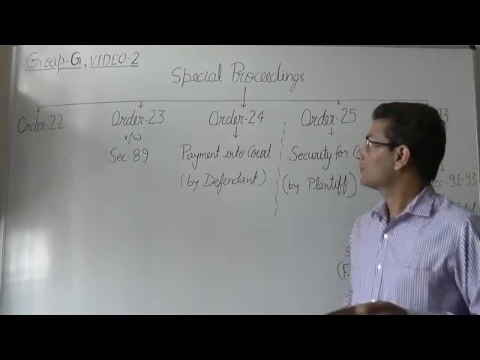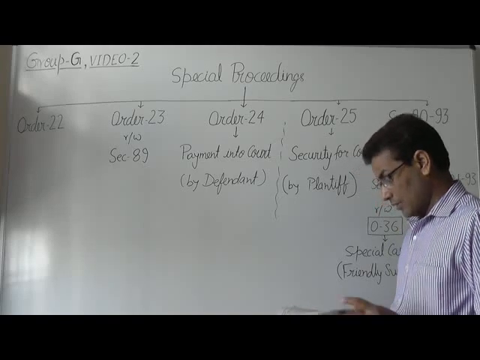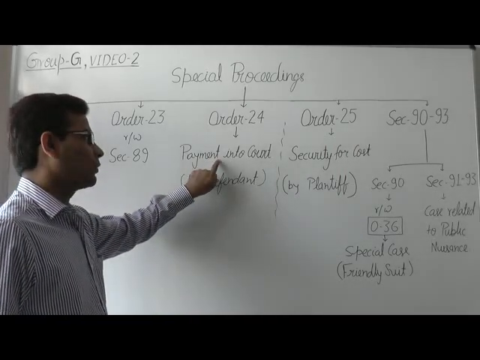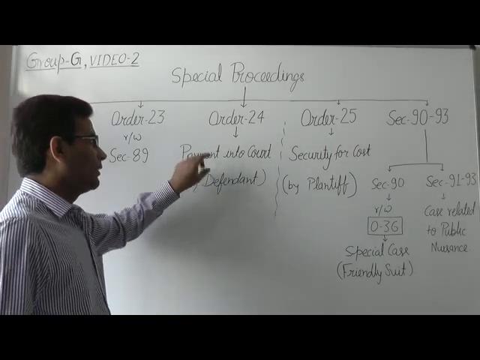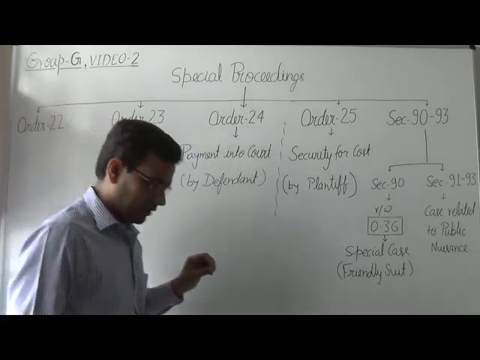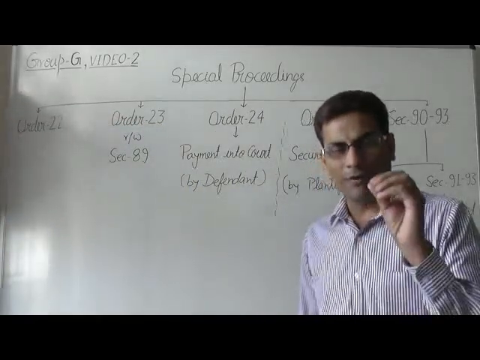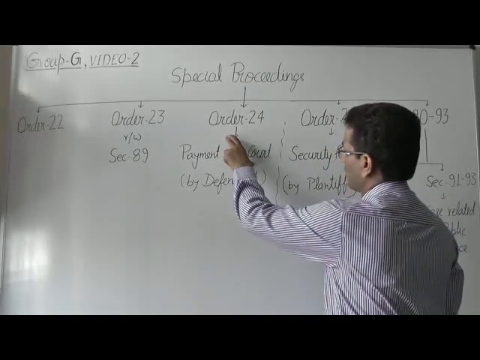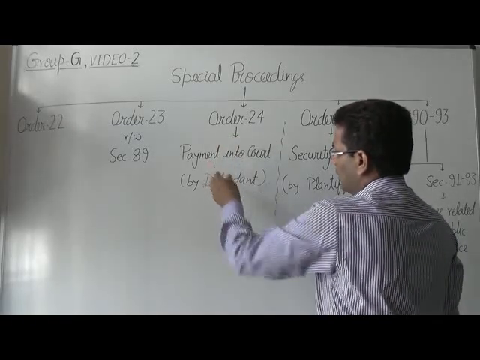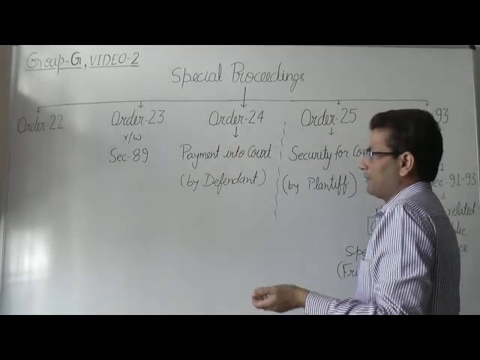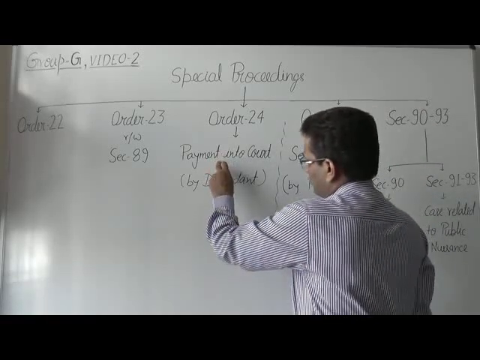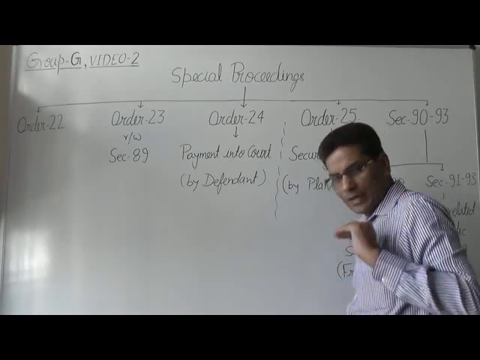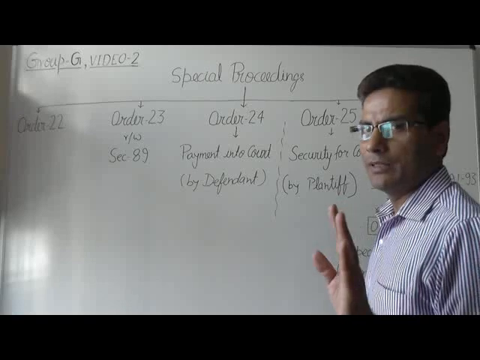The third is Order 24. Order 24 is payment into court. This procedure is applied only in case of a suit for recovery of damages or of debt. Only then the provisions of this order are applied. The amount which has been claimed by the plaintiff may be paid by the defendant into the court. Okay? During litigation, even before pronouncement of judgment.